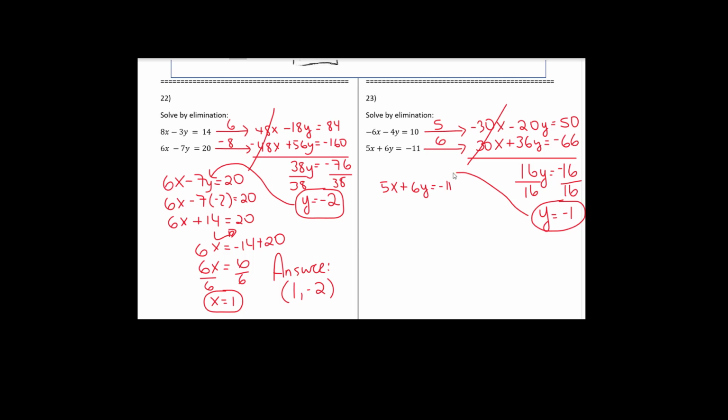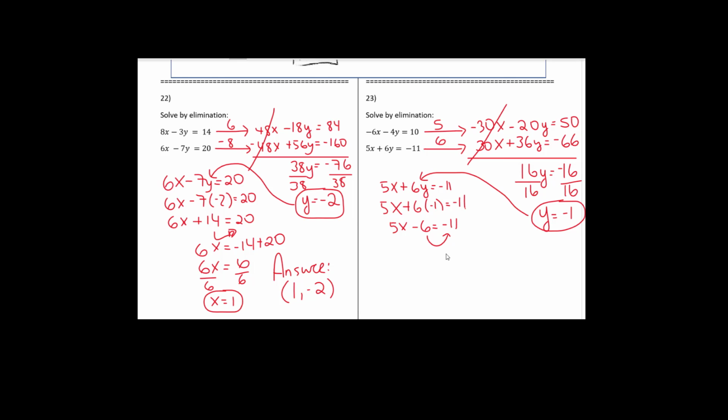And we bring the y over here and we plug it in. So this would be 6 times negative 1 equals negative 11. So this would be 5x minus 6 equals negative 11.